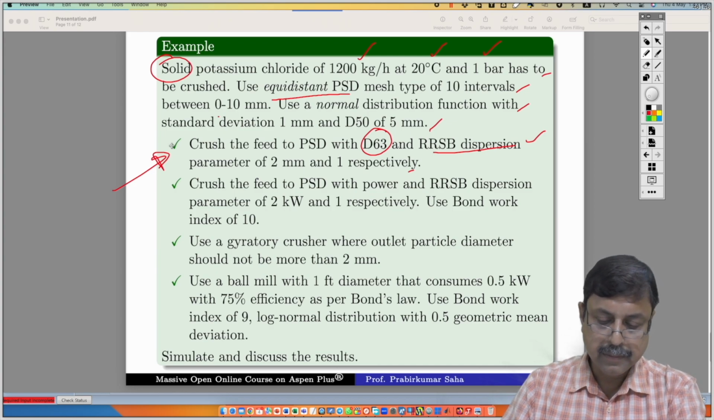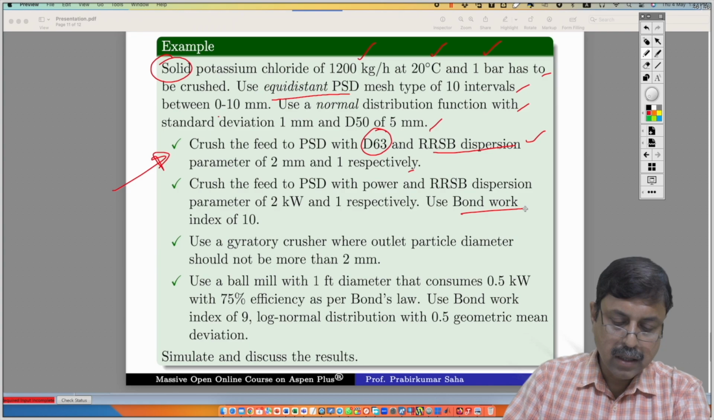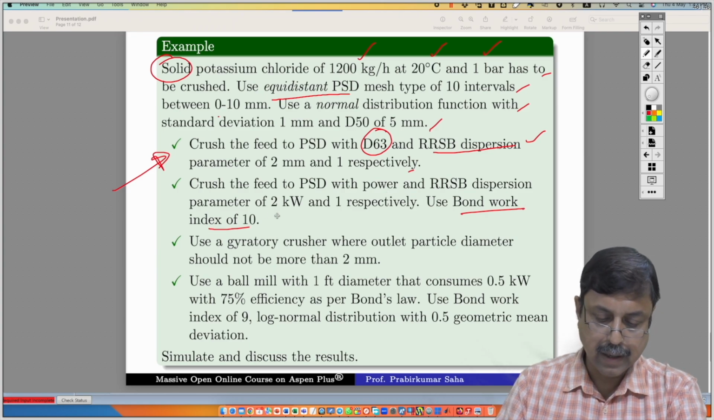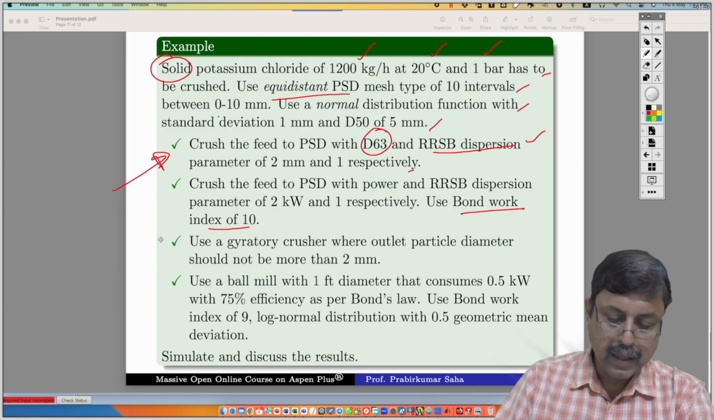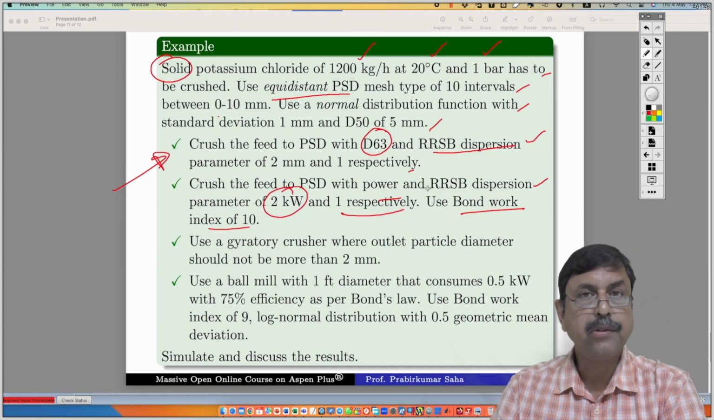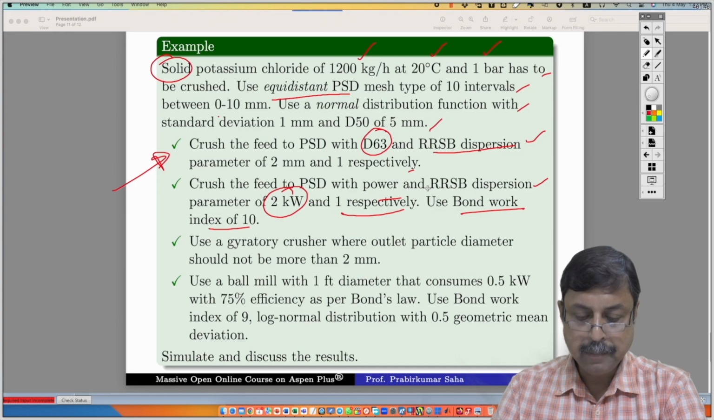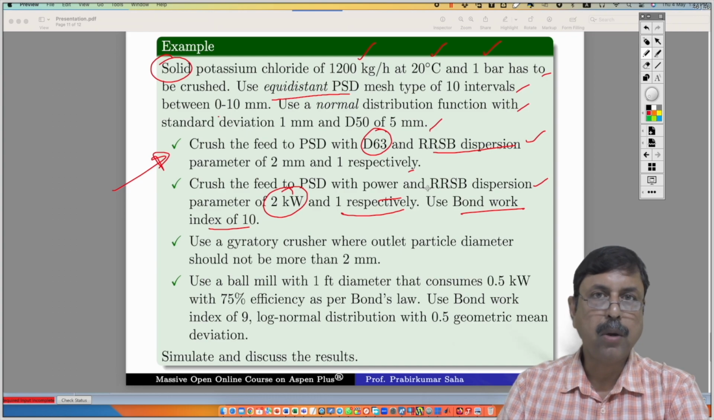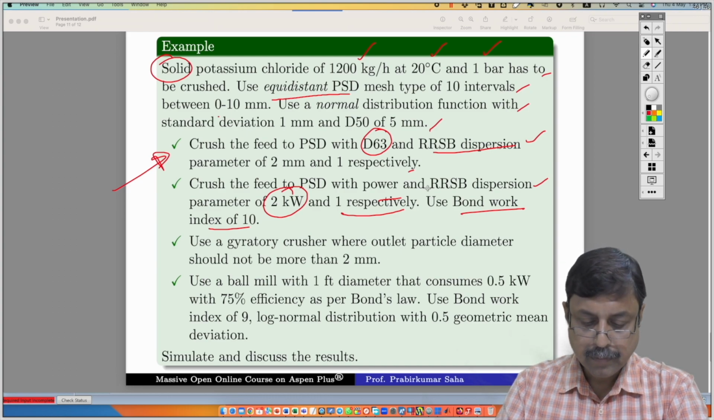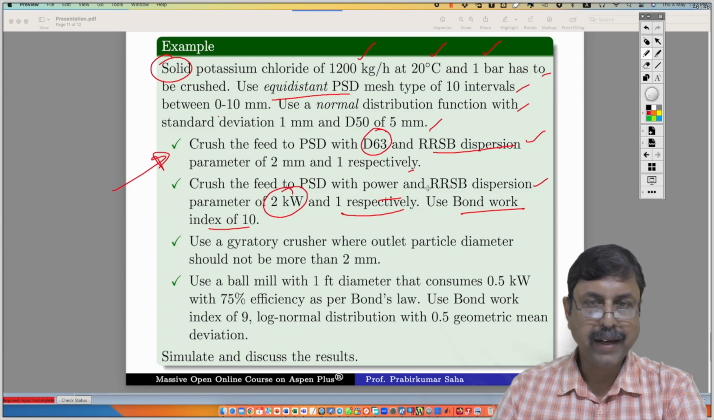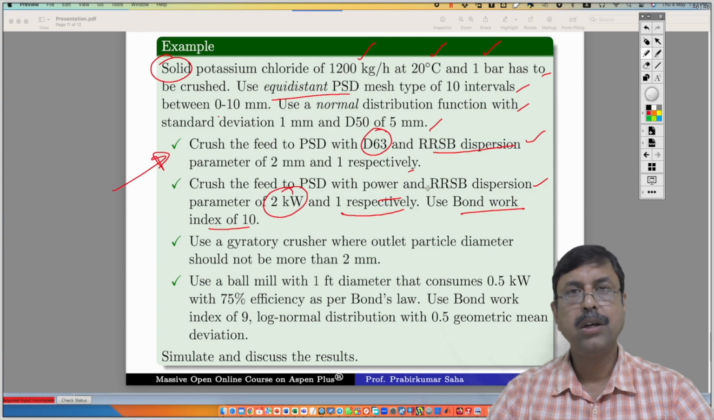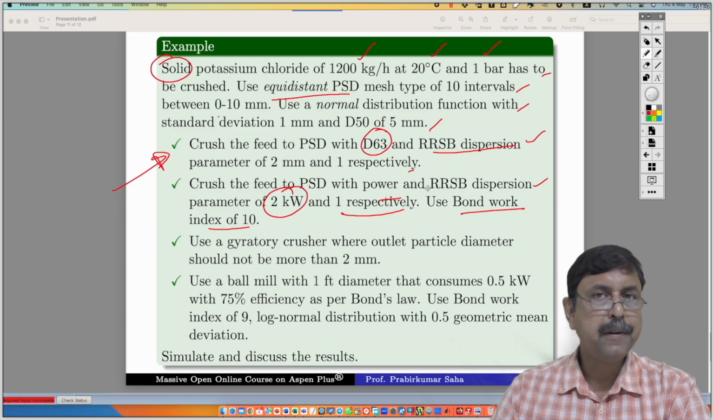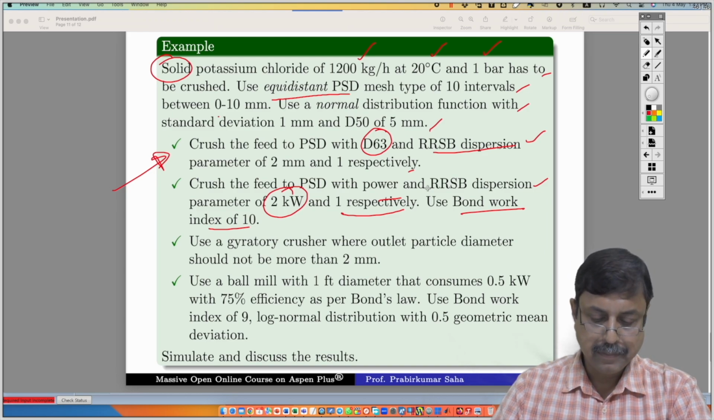The second one is where we are specifying the comminution law, the Bond work index. The second problem states, crush the feed with power and RRSB dispersion parameter of 2 kilowatt and 1 respectively. Here also the distribution function is RRSB, and here we are setting the power to 2 kilowatt. That means the crusher is operating with a power of 2 kilowatt. So this is the second type of case, where we are setting the comminution power and the distribution function.